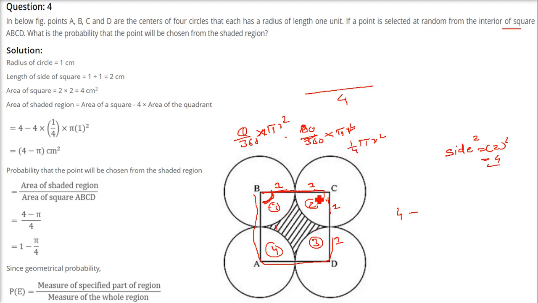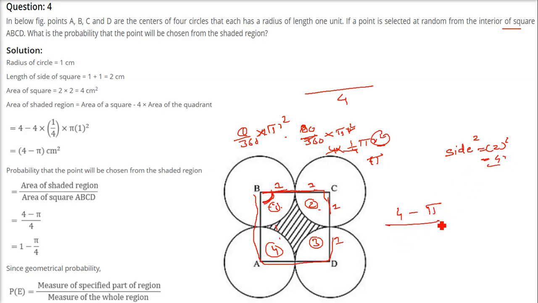But these are 4 regions, 1, 2, 3, 4. So we have to multiply 4 with 1 by 4 pi r squared. So it will be pi r squared. Now the radius is 1. So pi into r squared, that is pi, since r squared is 1. So 4 minus, what is the area of these 4 quadrants? It will be 4 minus pi only.